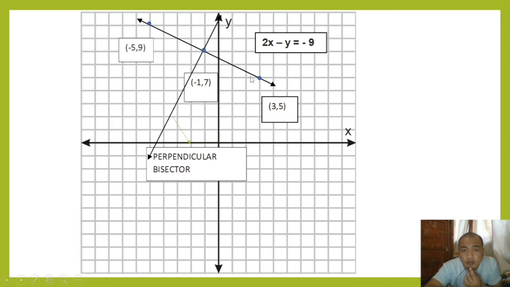So this is actually the segment whose endpoints are (-5, 9) and (3, 5). To get the equation of the perpendicular bisector of this segment, first get the slope of this line, which is -1/2, then the midpoint, which is (-1, 7). Therefore the slope of the perpendicular bisector is positive 2, and passing through (-1, 7) by point-slope form, we get the equation which is 2x - y = -9.